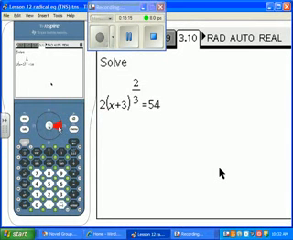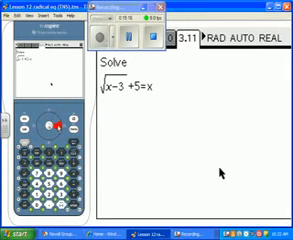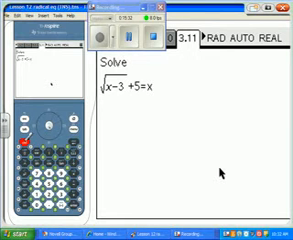Okay, next page. Let's go to this one right here. Looks a little different, right? Okay. Are my steps any different? What am I going to do first? Minus 5. So you get square root of x minus 3 equals x minus 5.